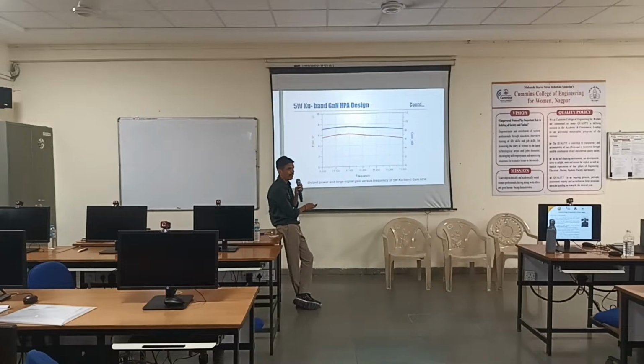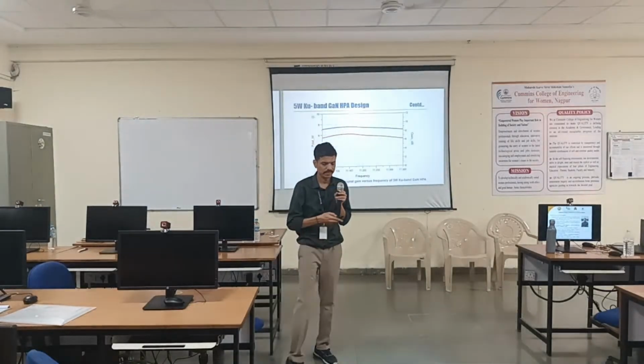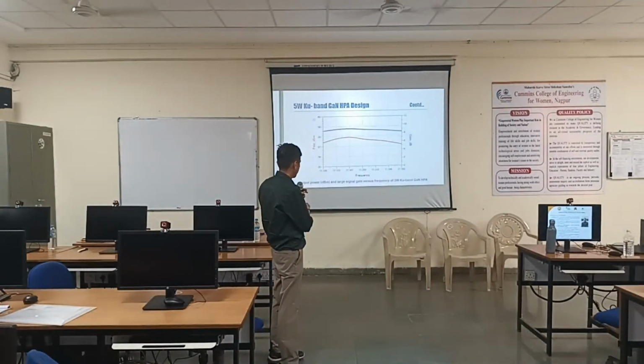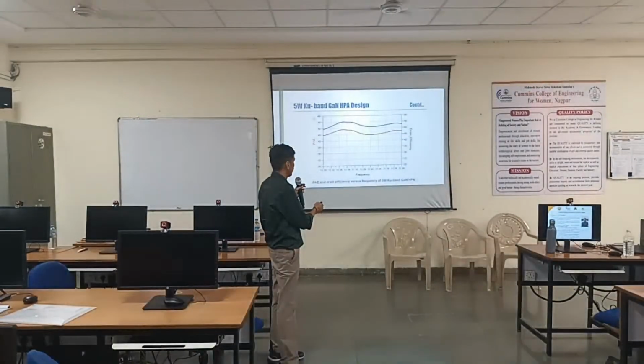Gain, our design requirement was greater than 7 dB. So you can see this is the 8 dB threshold line. Throughout the band, gain is more than 8 dB everywhere. So this is how you see the performance in band. Similarly, I did for power delivered in dBm instead of watt, and the same gain on the other side.